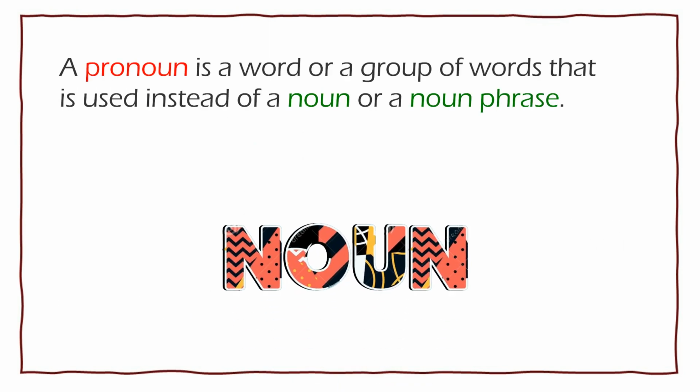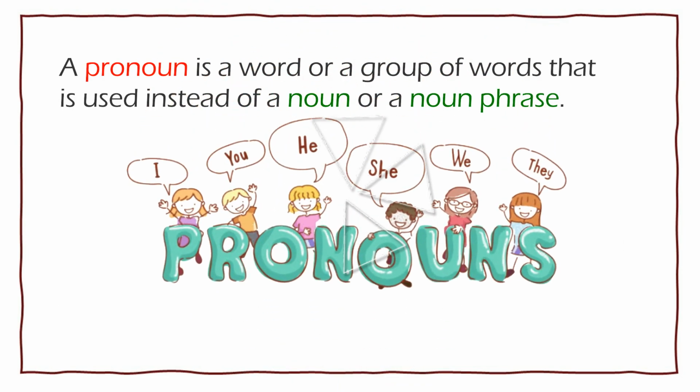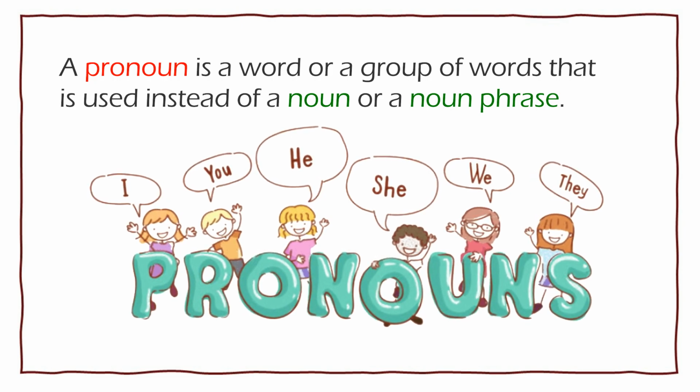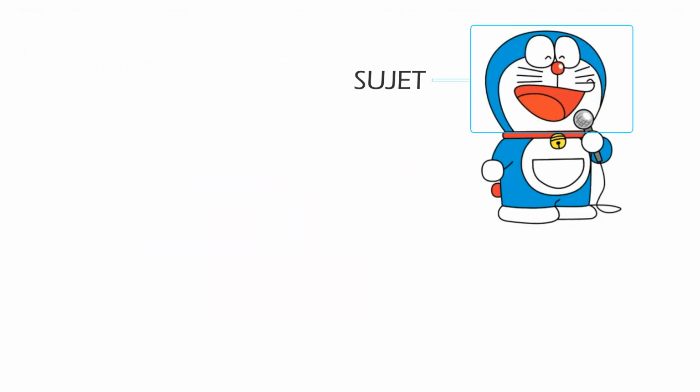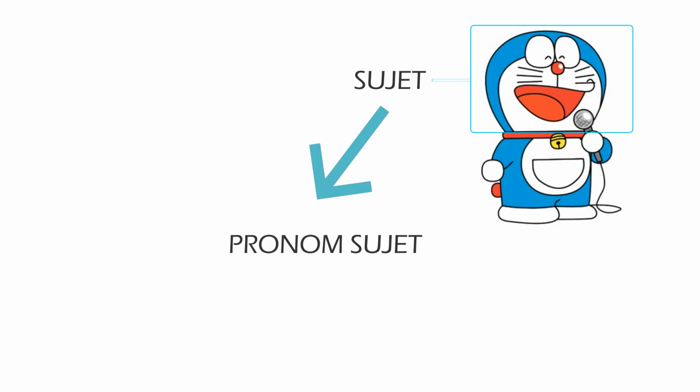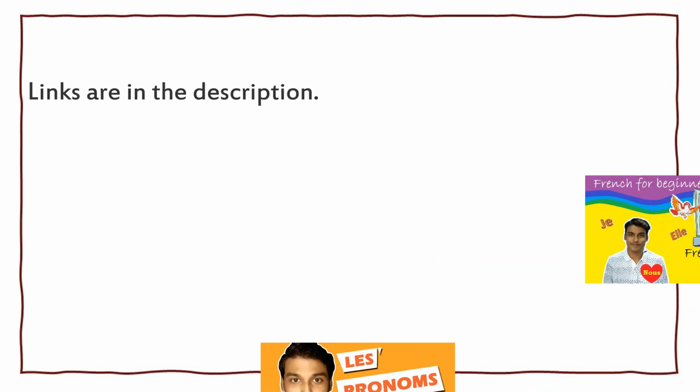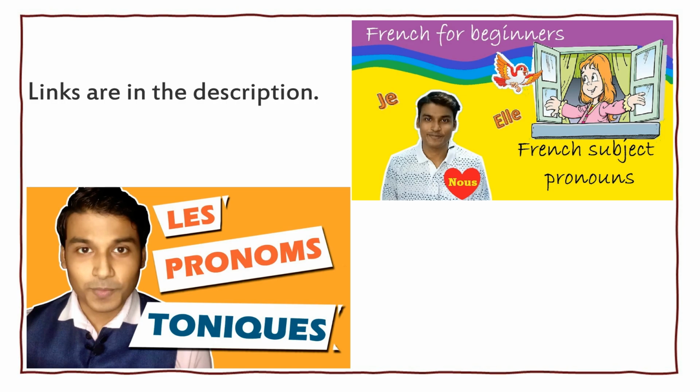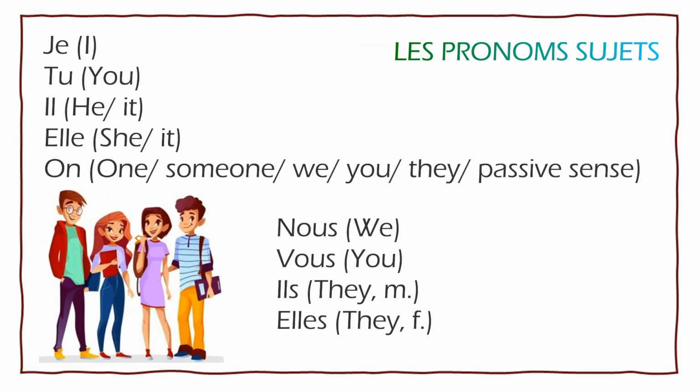What is a pronoun? A pronoun is a word or a group of words that is used instead of a noun or a noun phrase. We can replace a subject, that is the head of Doraemon, with subject pronouns, which you may have already learned. I discussed subject pronouns in my earlier videos. Je, tu, il, elle, on, nous, vous, ils, elles. These are the subject pronouns which can be used to replace a noun or nouns.